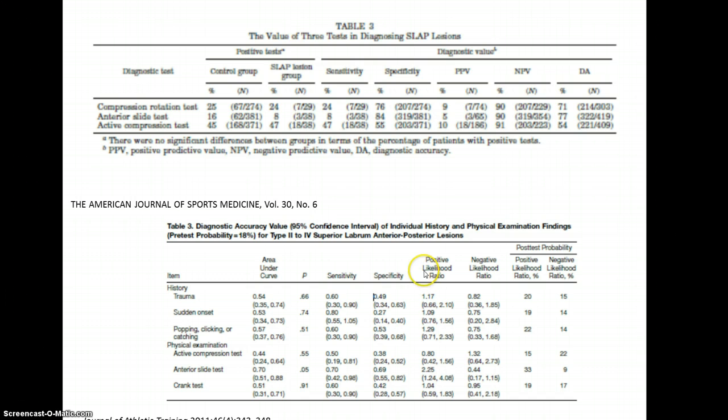If you remember, you want your positive likelihood ratios to be greater than 10 and your negative likelihood ratios as close to 0 as possible. A quick scan will show that none of these have very strong positive or negative likelihood ratios. In fact, if you look at the active compression test on physical examination, its negative likelihood ratio is greater than 1 and its positive likelihood ratio is close to 0. This means that this particular test is not very good at all for looking at a type 2 to type 4 SLAP tear.